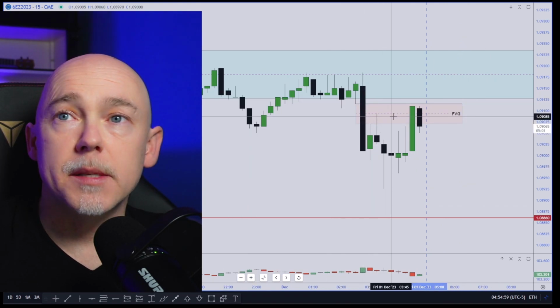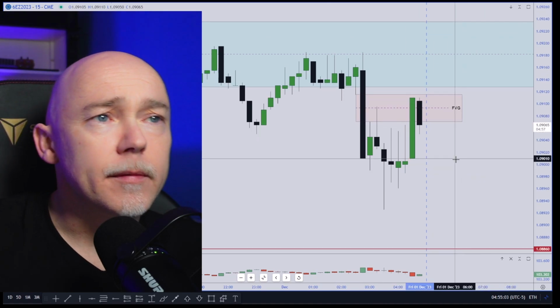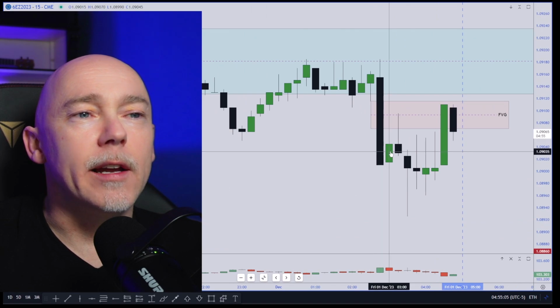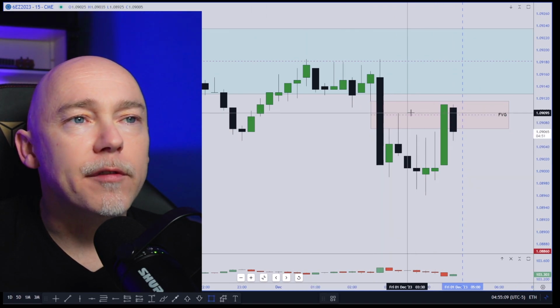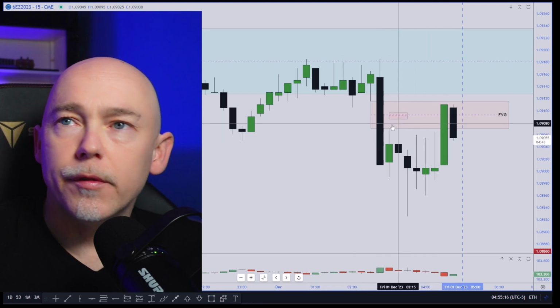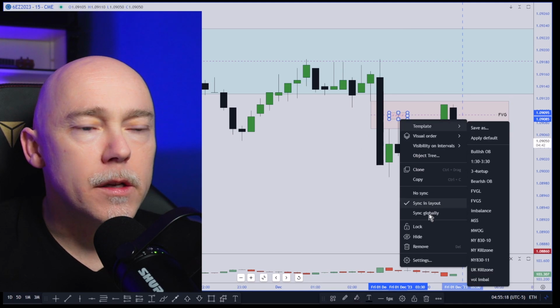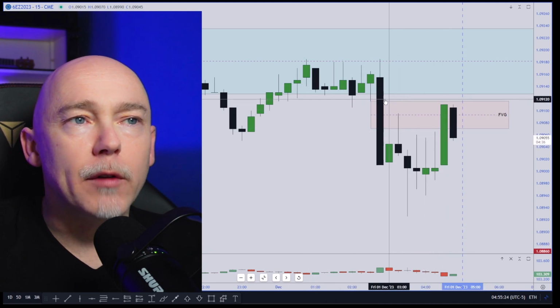And it also marks the midpoint of that fair value gap. And isn't it interesting how this candle here moved up and tapped exactly the midpoint of that fair value gap there? Look, midpoint of fair value gap hit there. So I'll just remove that for the moment. So sometimes price wants to come back up and revisit this area here.